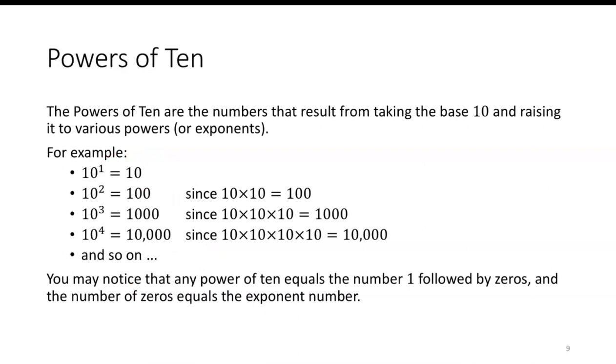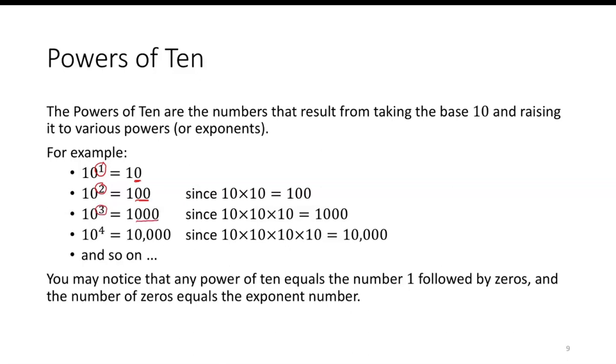The powers of 10 are the numbers that result from taking the base 10 and raising it to various powers. So I know 10 to the 0 is 1, 10 to the 1 is 10, 10 squared is 100, 10 to the third is 1,000, 10 to the fourth is 10,000. Notice that the exponent is also equal to the number of zeros. So 10 to the first, you have 1 zero. 10 squared, you get 100, which has 2 zeros. 10 to the third is 1,000, and it has 3 zeros.